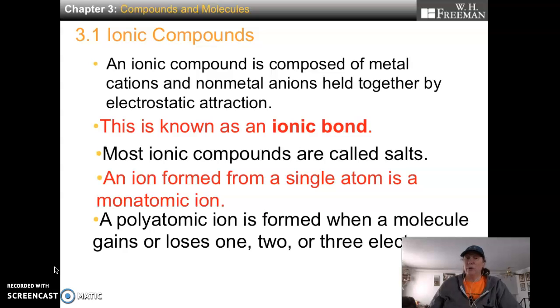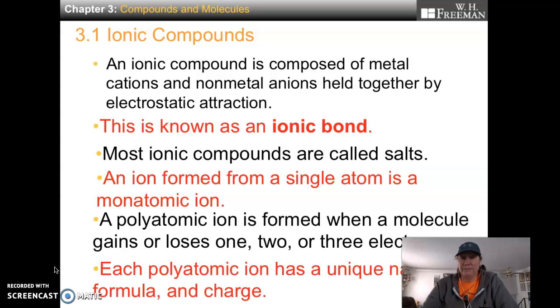If they have a -3, like phosphate. If they have a -2, like sulfate. If they have a -1, like nitrate. So in other words, they had to gain electrons to be stable. They're basically a molecule with a charge, so they're called a polyatomic ion. Poly meaning many, many atoms. Each polyatomic ion has a unique name, its formula, and its charge. The formula tells you what elements are in it and how many, and then the charge, like -2, tells you it had to pick up 2 electrons.